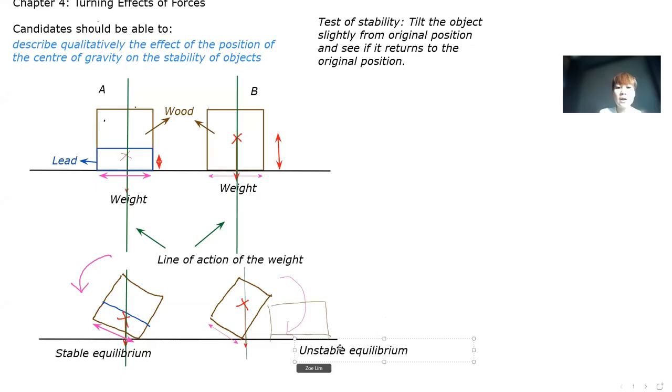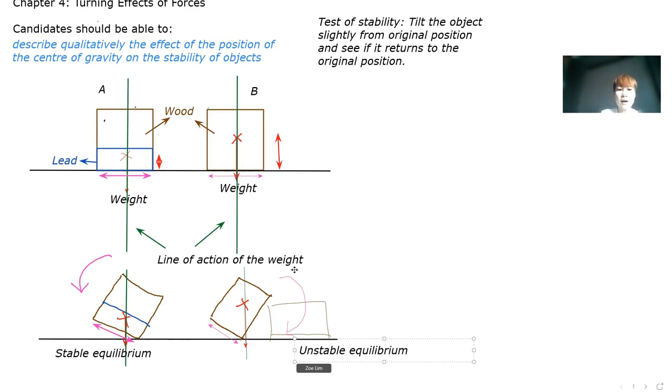So let's summarize. If you look at object A, the center of gravity is lower to the ground due to the presence of the lead. When the center of gravity is lower and the object is tilted, the line of action will not lie outside the base. But for object B, because the center of gravity is higher, when you tilt B slightly, the line of action of the weight will fall outside the base easily, and this causes it to rotate and fall to the ground.